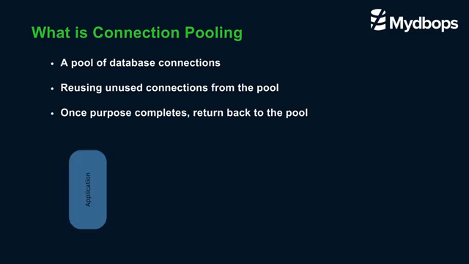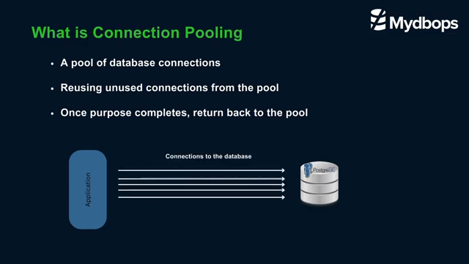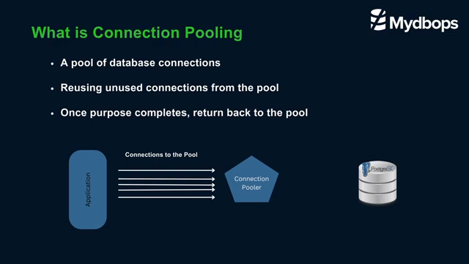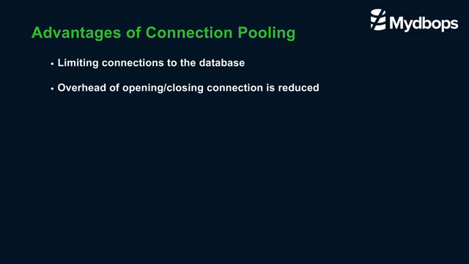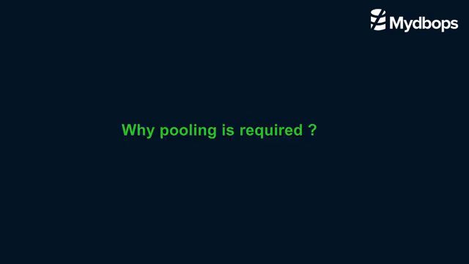Let's see this example. We have an application and the PostgreSQL database, and if there is no connection pool, all the connections hit the database directly. This is the default architecture. If we introduce a connection pool, all the connections from the application hit the connection pool, and then only very few connections, which are already created in the pooler, hit the database. This is the added advantage. Very few connections hit the database, and the creation and termination overhead is also greatly reduced. Limiting connections to the database is one of the very big advantages. And we will see why pooling is required.